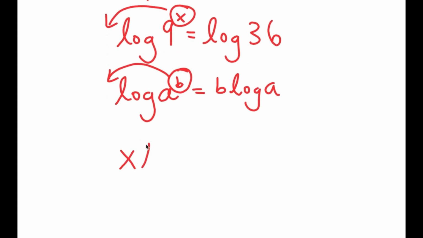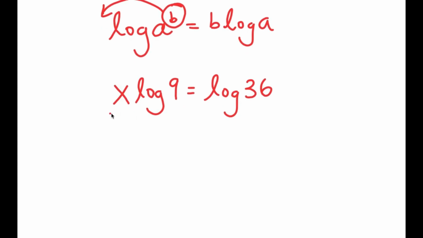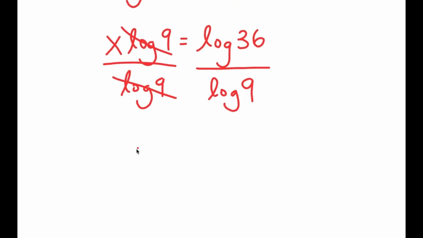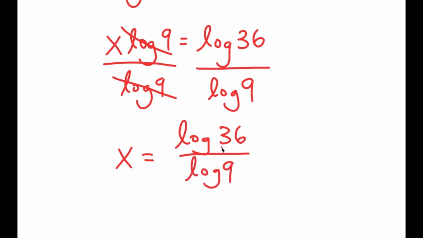So now I get x times log 9 is equal to log 36. Now, obviously, we want to isolate x, so I'm going to divide both sides by log 9. So then these two cancel out, and I get x is equal to log 36 over log 9. Now, we aren't done yet because we want to find the exact value of x, so we don't want any logarithms in our solution.